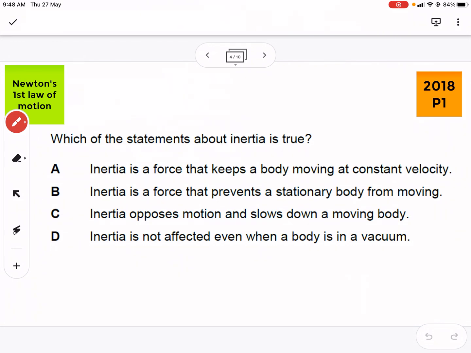Next we look at question 3 from 2018 paper 1. Which of the statements about inertia is true? Inertia is a concept that describes a body's resistance to change. For example, if a body is at rest, it tends to stay at rest, or if it's moving, it tends to continue moving. So actually, inertia is related to the mass of the object. It depends on mass. The larger the mass, the greater the inertia.